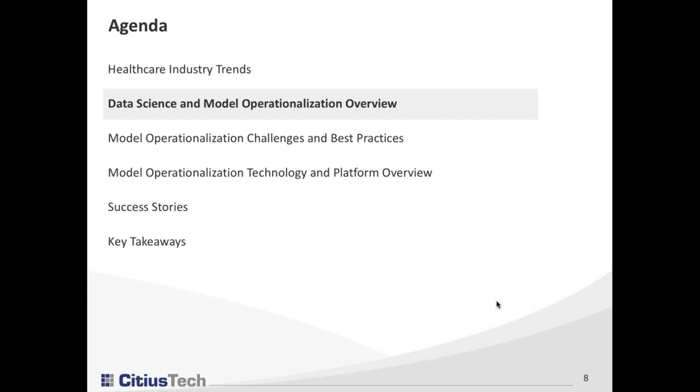So now we'll talk a little bit about the data science lifecycle and where model operationalization fits in, and then why it's so important.